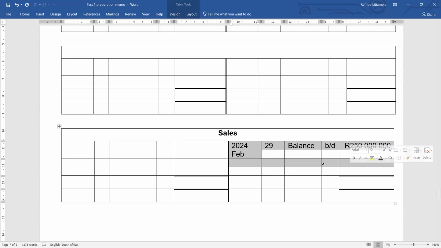So for sales, I'm going to have balance brought down. How much was it in my trial balance? 21,250,000. And then I'm going to add what here? I'm going to add debtors control, which comes from the general journal. How much was that? 187,500. Leave it like that.